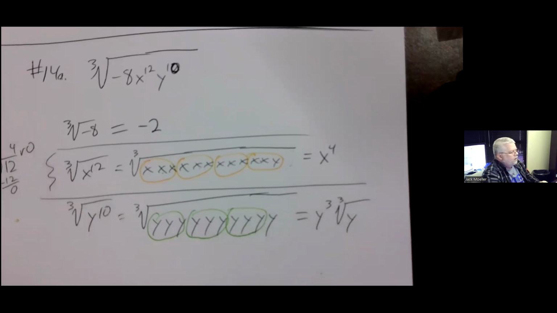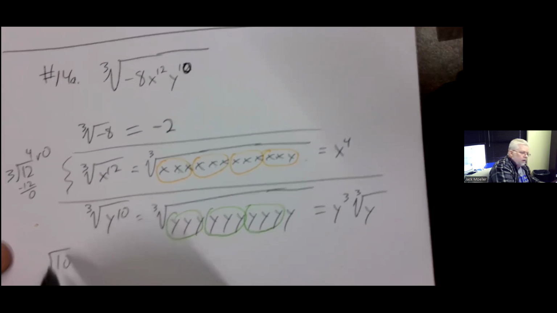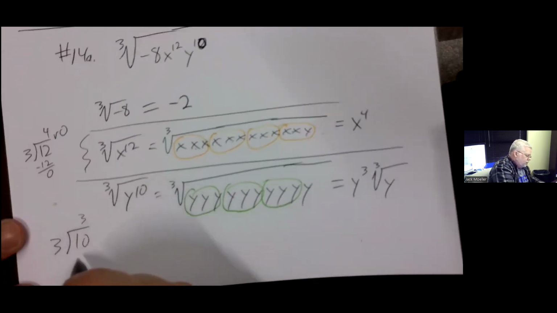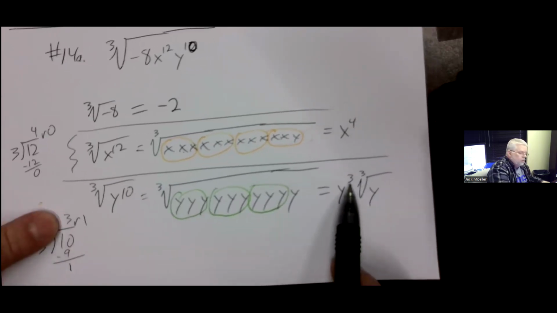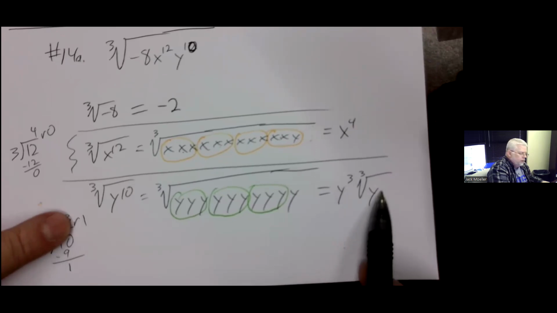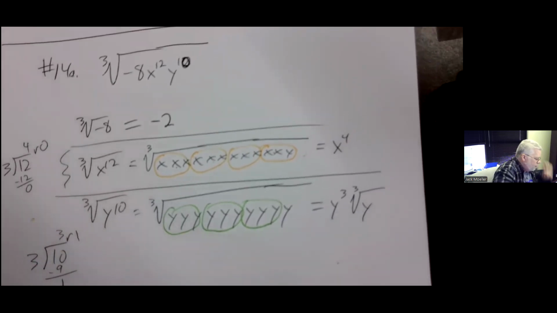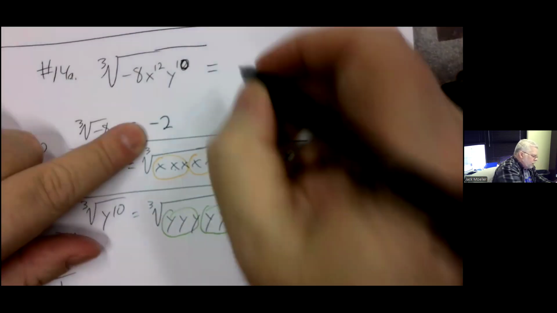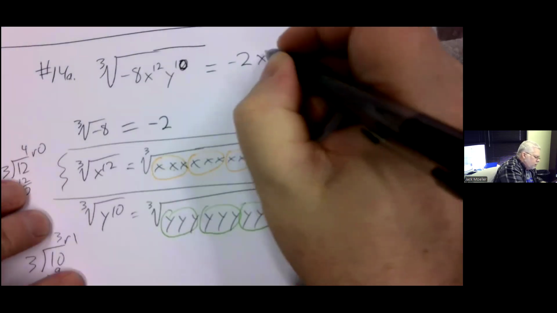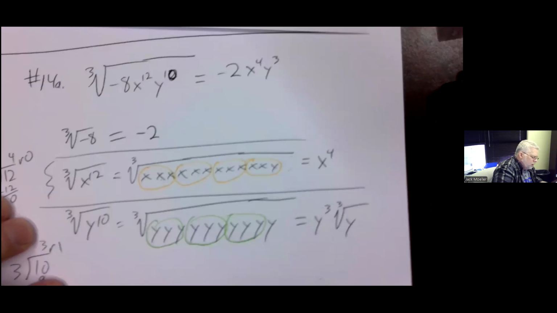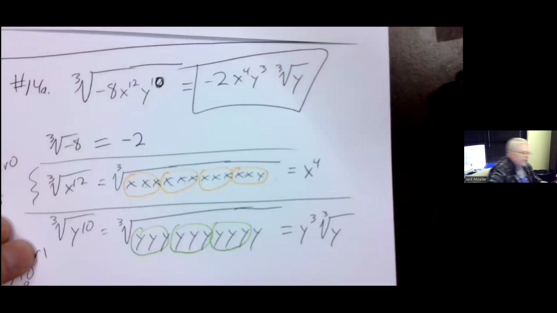All right, so how do we do that with the division method? Well, if you do 10 divided by 3, it'll go in 3 times with a remainder of 1. So that 3 is our y cubed. That remainder of 1 is y to the first on the inside. So what is our answer? Number-wise, we have -2. Variable-wise, we have an x to the fourth and a y cubed on the outside of the radical. And then inside the radical, we have cube root with y to the first.